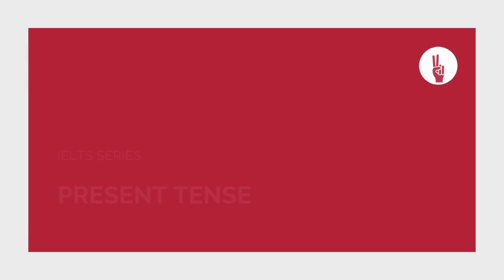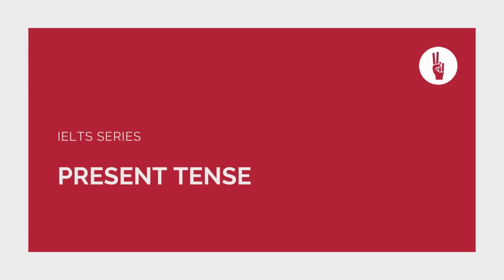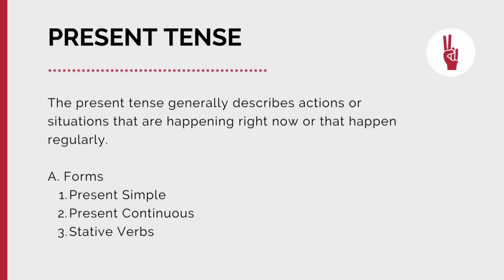The present tense. The present tense generally describes actions or situations that are happening right now, or that happen regularly. You have three forms: the present simple, present continuous, and stative verbs.